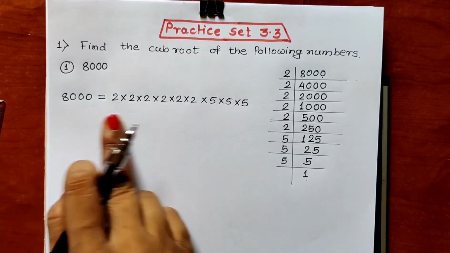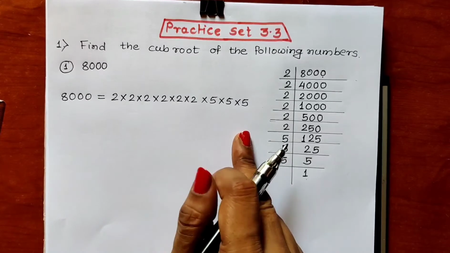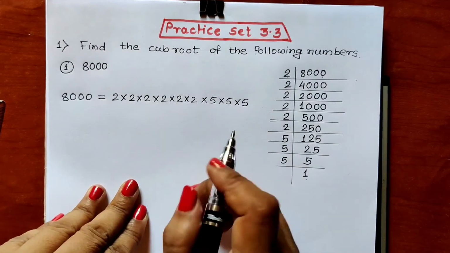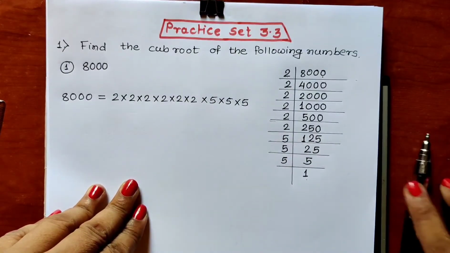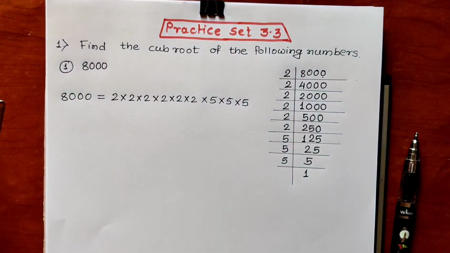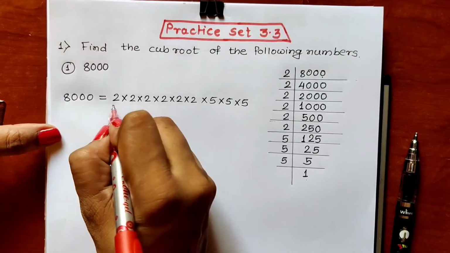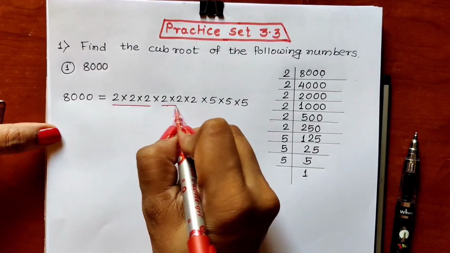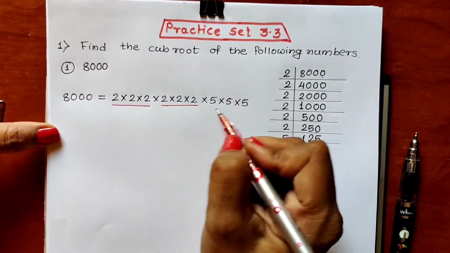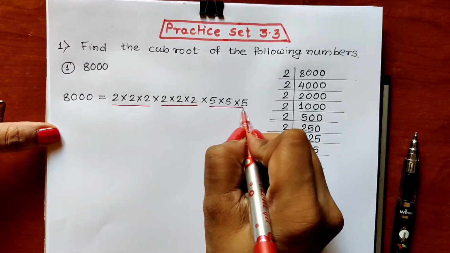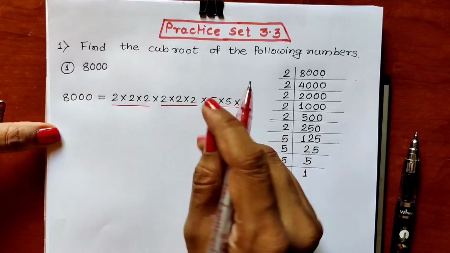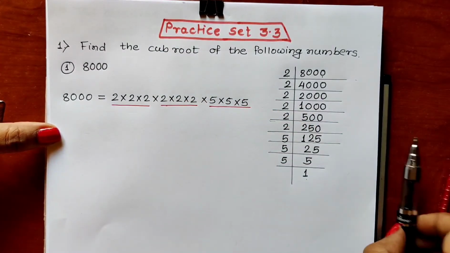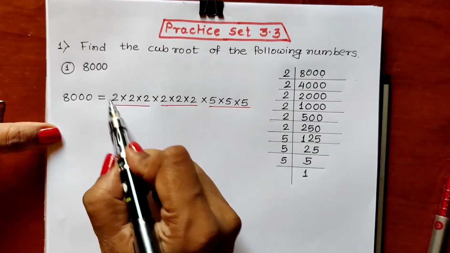Now after getting the prime factors, what do we have to see? We have to see whether they form groups of 3 same numbers. So we can see here that groups of 3 same numbers are formed. The first group is 2 into 2 into 2, 3 same numbers. The second group is again 2 into 2 into 2, 3 same numbers. And the third group is 5 into 5 into 5. In this way we have got 3 groups of same numbers. A group should be of 3 same numbers.